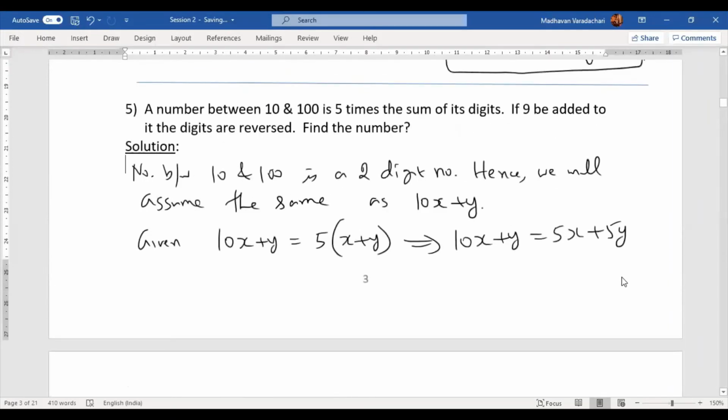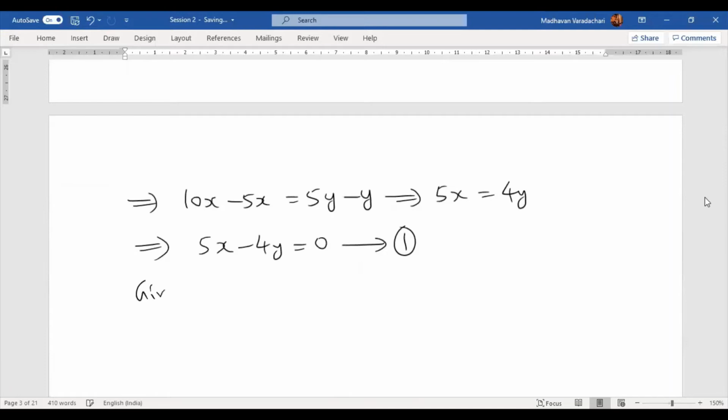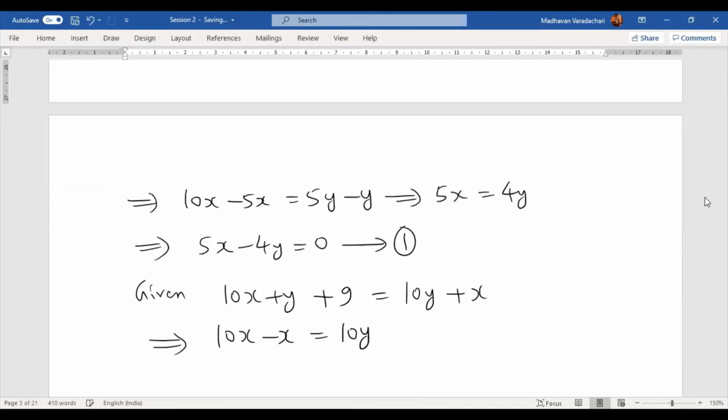Then the question says, if 9 is added to this number, the digits are reversed. So given 10x plus y plus 9, if 9 is added, the digits are reversed, which means it becomes 10y plus x. This can be written as 10x minus x is equal to 10y minus y.